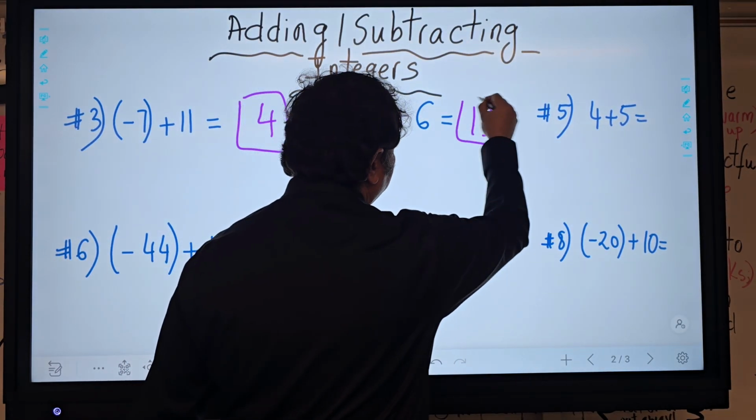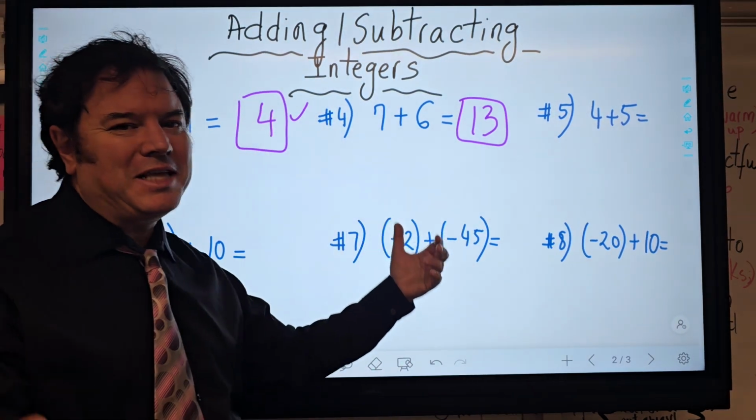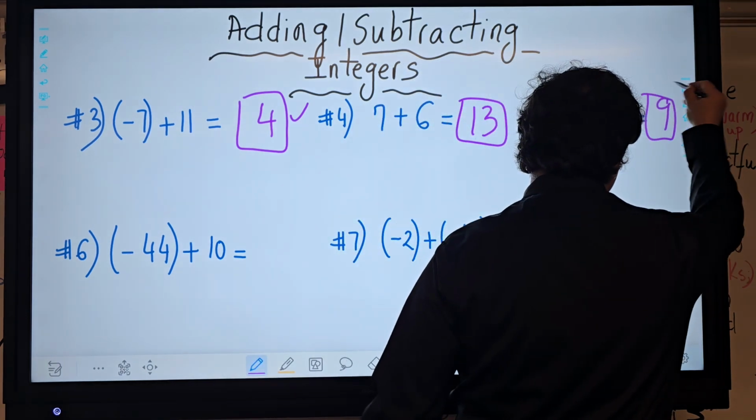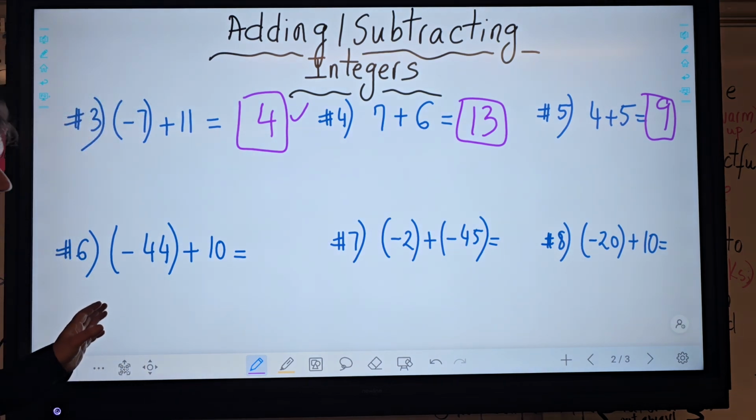That's an easy one. The same with number 5. 4 plus 5. Just add the numbers. 9. Same signs. Add and keep.